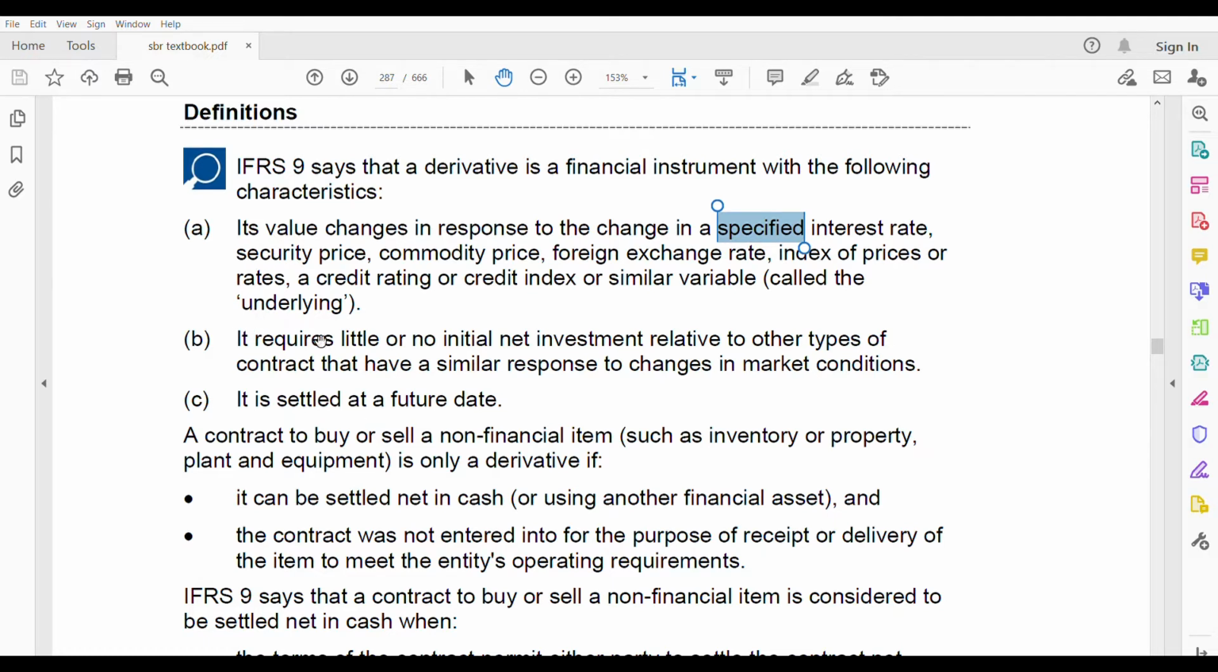Next, it requires little or no initial net investment relative to other types of contract that have a similar response to changes in market conditions. What does it mean? What are the examples of derivatives? If you have gone through financial management, or even AFM, in detail, you must have gone through the derivatives. For example, forward, currency forward, options, futures, swaps. All these are examples of derivatives.